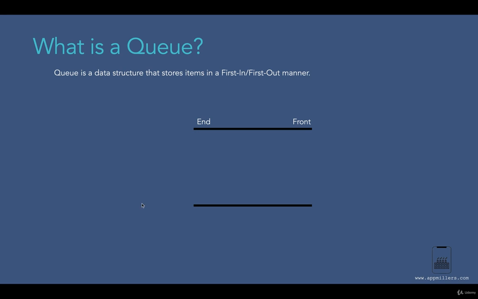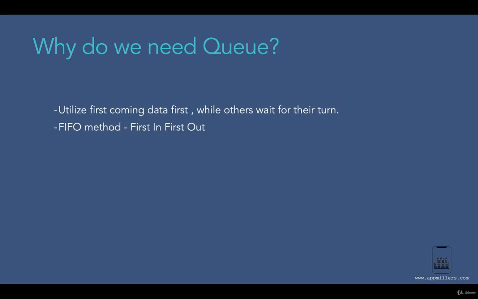Now let's see why we need the queue data structure. In case you need to create an application which utilizes first coming data first, then in this case we need to use the queue data structure. As the name of the queue suggests, it is used whenever we need to manage a group of objects in an order in which the first one coming also gets out first, while others wait for their turn.